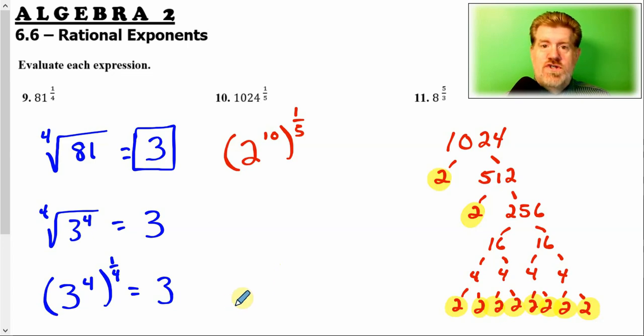Well, now use your just basic multiplying skills. Power to a power. What's 10 times 1/5? 10 times 1 is 10. 10 divided by 5 is 2. This turns out to equal 4.